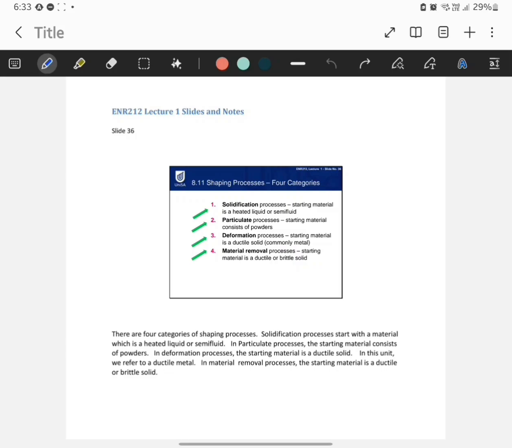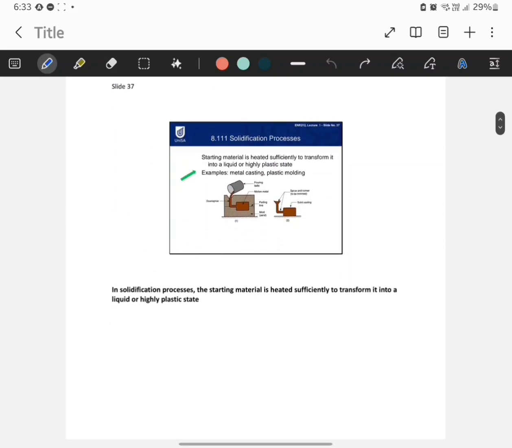The material removal process is the last one, as we can see. In this process, we start with a solid piece of material and remove the excess parts to reach the desired shape. The mechanical techniques that we use include drilling, milling, turning, and also grinding. Okay, let us move to the next slide.